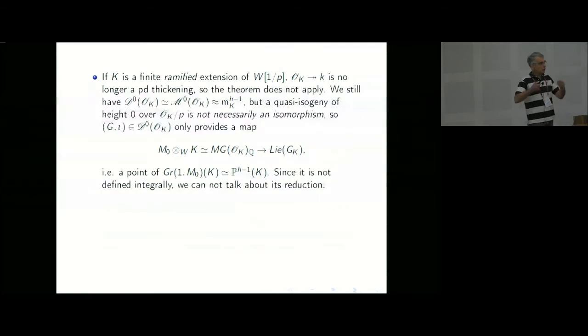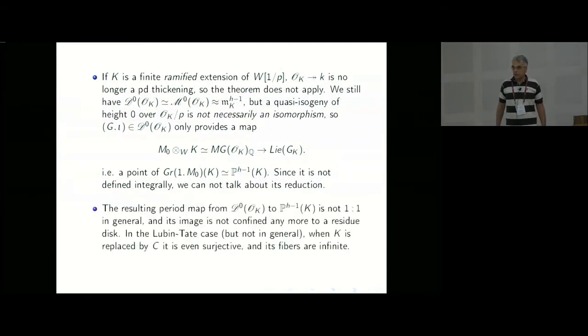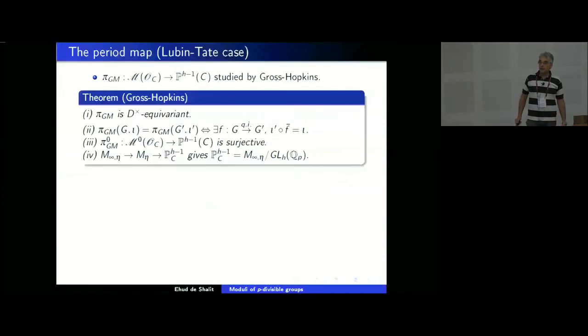So you cannot do what we did before and say that the image lies in a residue disk. And the resulting period map is not one-to-one. In general, as I said, the image is not confined to a residue disk. In fact, in the Lubin-Tate case, but not in general, we will discuss the image. If you replace K by C, it is surjective, and the fibers are infinite. And in fact, the Lubin-Tate case was studied very carefully by Gross and Hopkins, and they obtained the following result.